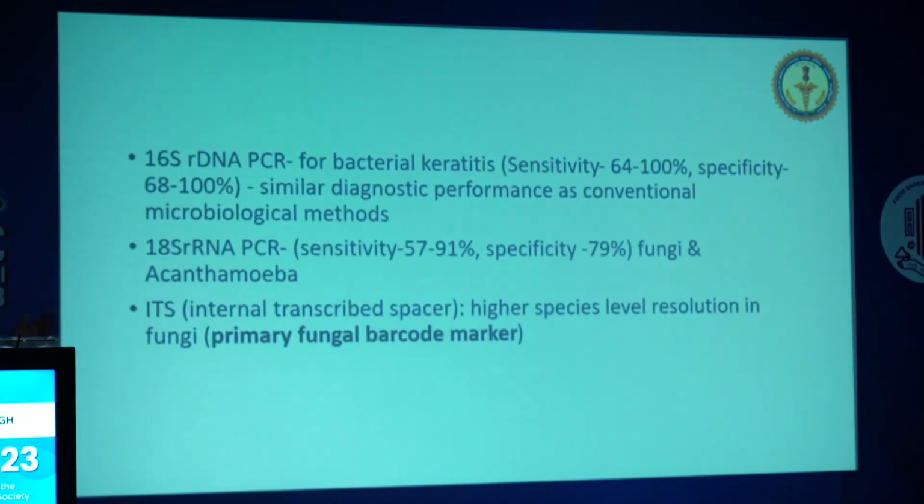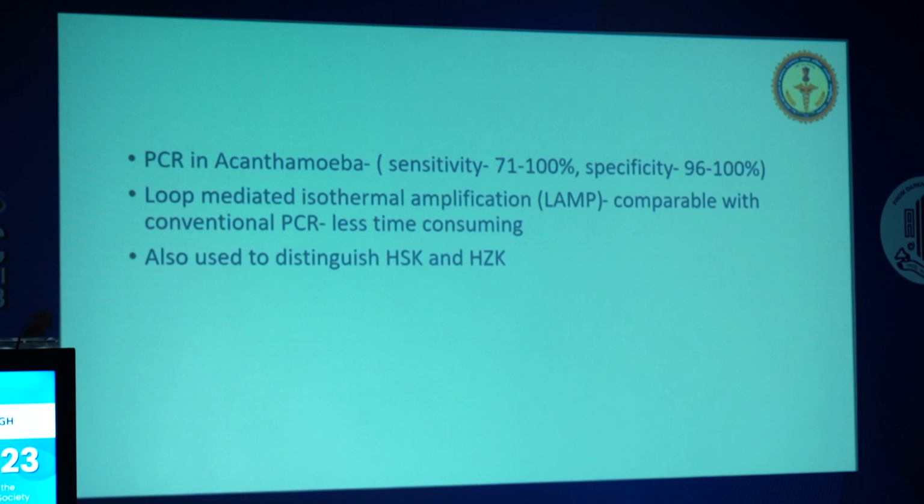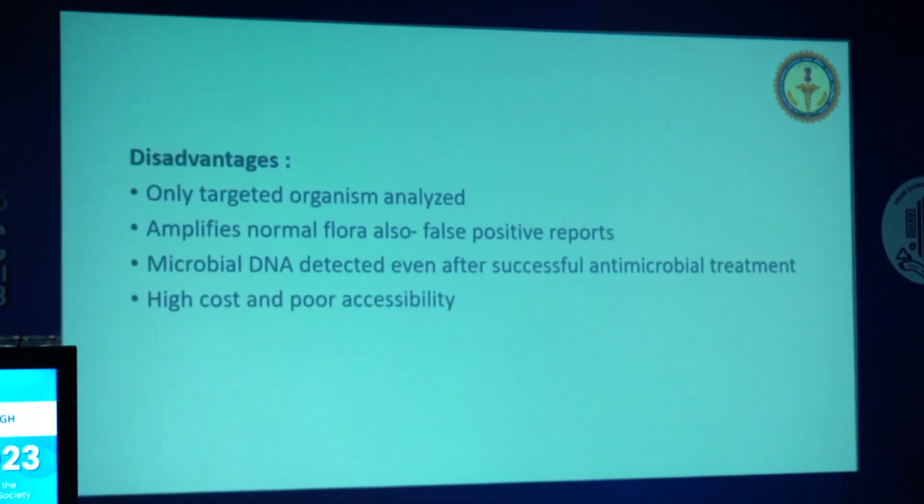And for prokaryotic cells, we have 16S ribosomal DNA PCR. For eukaryotic cells like acanthamoeba and fungi, we have 18S ribosomal RNA PCR. And of course, to have a higher species level resolution in fungi, we have the internal transcribed spacer areas or genes, and this is why it is known as the primary fungal barcode marker. Apart from that, we can identify acanthamoeba, we can differentiate between herpes simplex keratitis and herpes zoster keratitis.